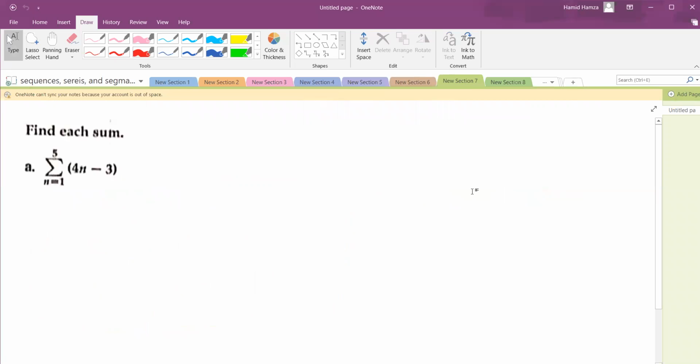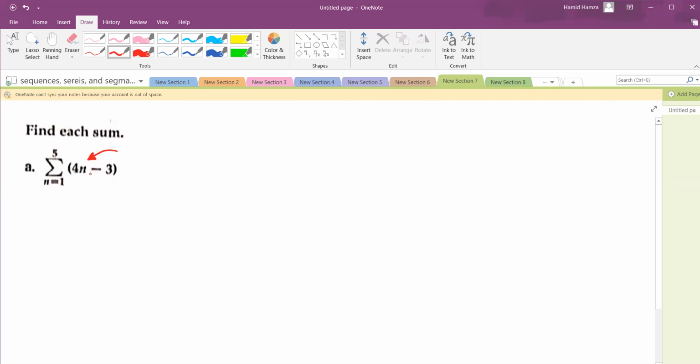Also, we have sigma notation. It's denoted to the summation. So this one means the summation. Okay, so in the sigma notation, let me show you. We write an expression here. This expression will refer to a sequence, or a general term for a sequence.